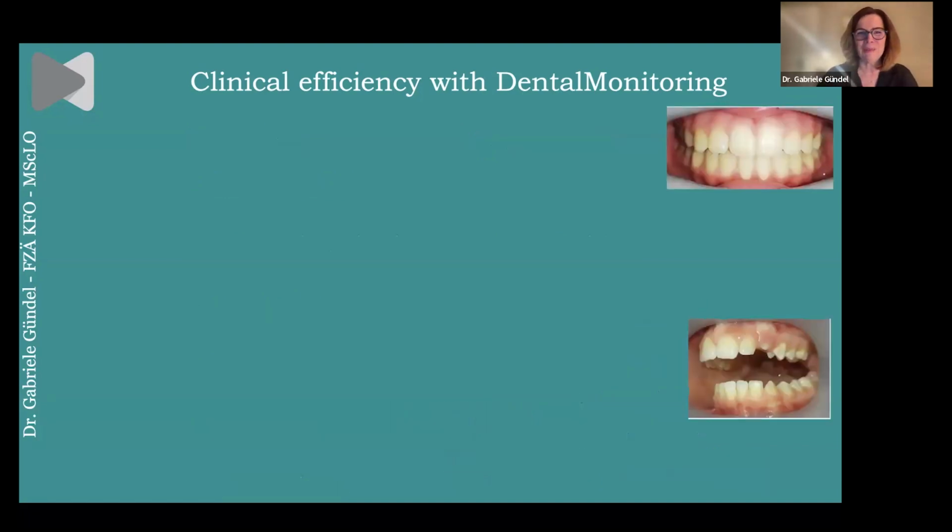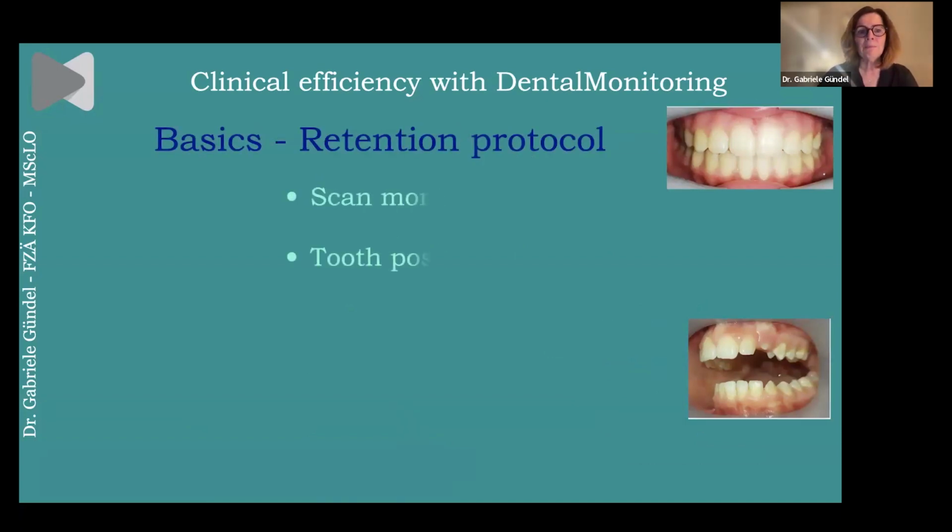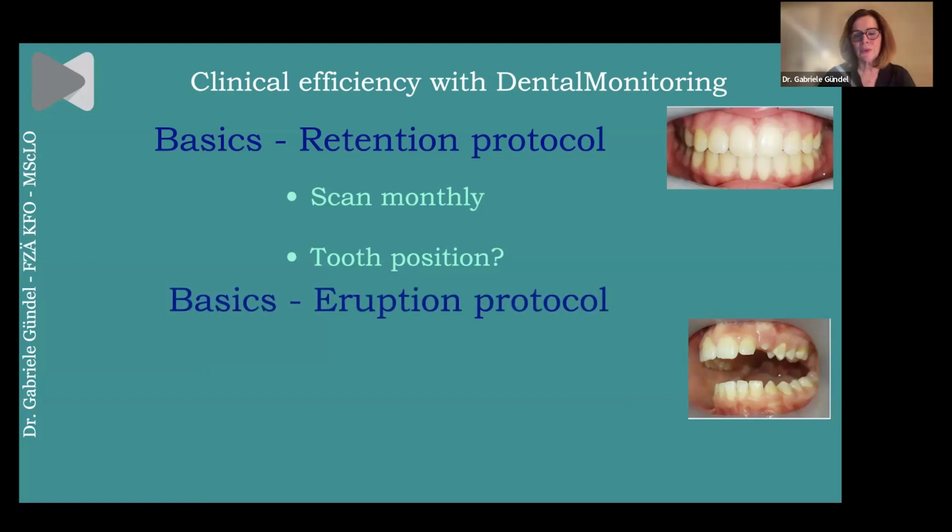Very efficient. Now, I also have a retention protocol, but the retention patients scan monthly. And with a 3D matching, I will show you slides of this later, you can really identify if there is any tooth movement, if a retainer is broken or something like that, if there is a relapse starting. This is really, really good to detect.